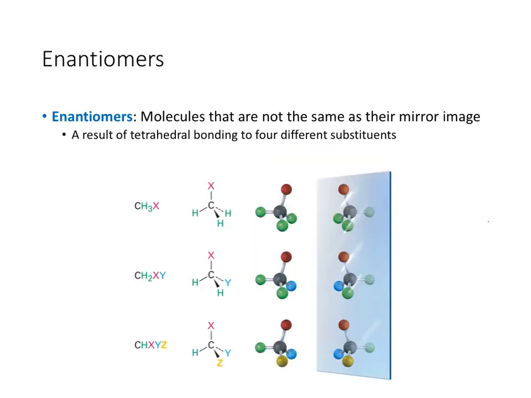We have a special word for molecules that are mirror images of each other but not superimposable upon each other, and that is enantiomers. So if we look at this molecule, that is a chiral carbon. It has 4 different groups, and then these 2 mirror images would be non-superimposable mirror images or enantiomers.